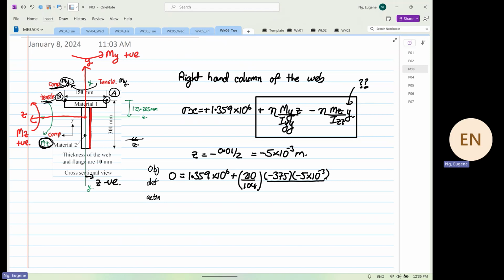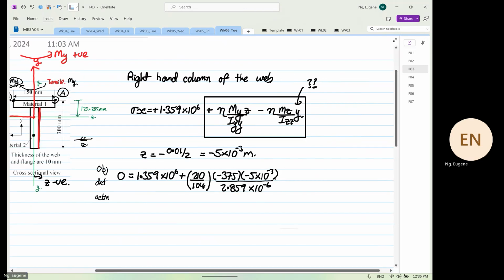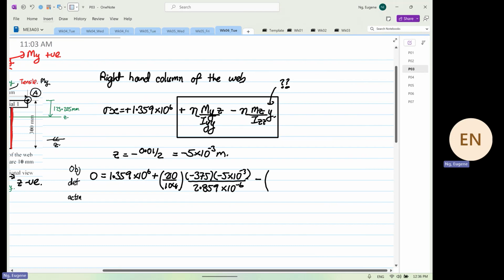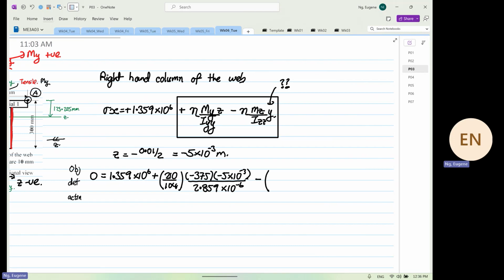And then we're going to divide by our IYY, which we found is equal to 2.859 times 10 to the power minus 6. And then we're going to minus again. And this is equal to 210. Sorry, it was 200. We did not use 210. I do apologize. 200 over 104. And then our moment about z is again negative, minus 17.936 times 10 to the power 3. Then this is the y that we would like to acquire.